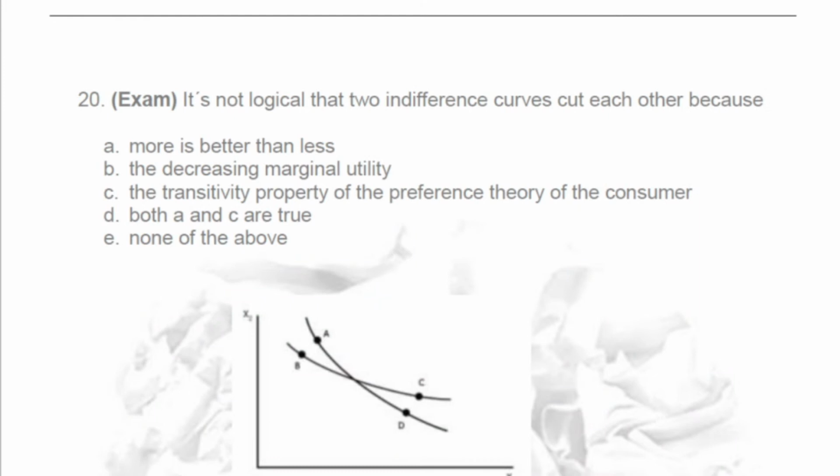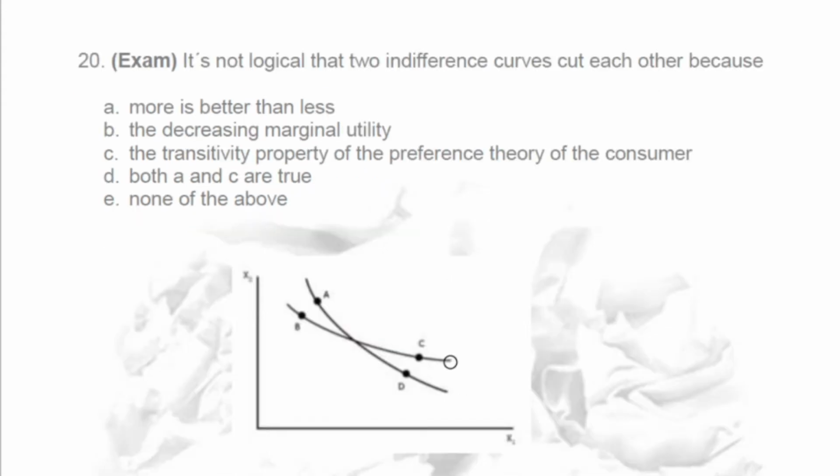Okay, we will continue with question number 20. This is also a question that appeared in an exam some years ago. It's not logical that two different curves cut each other because, as we saw some equations ago, more is better than less, and because of the transitivity property of the preference theory of the consumer. So the correct one is D.